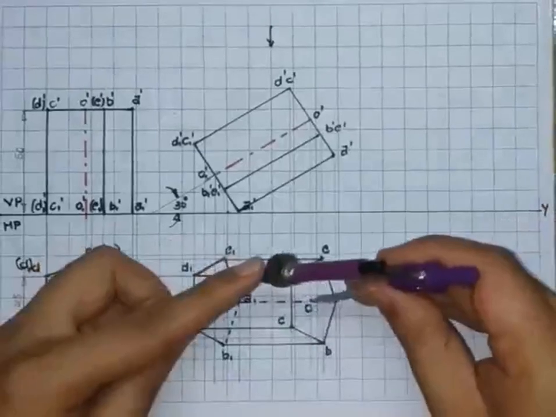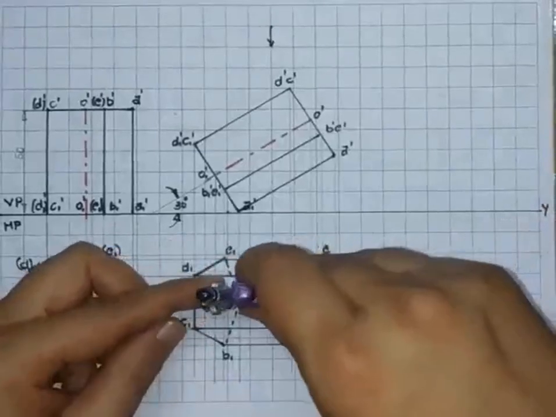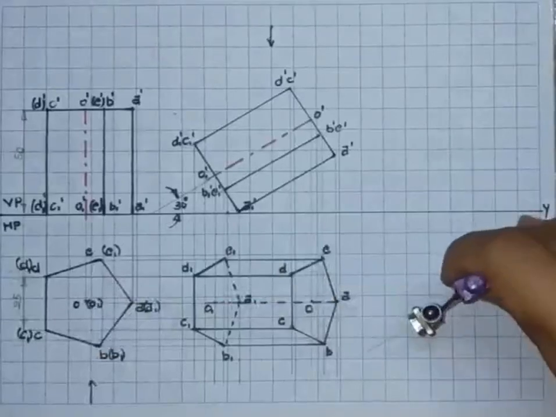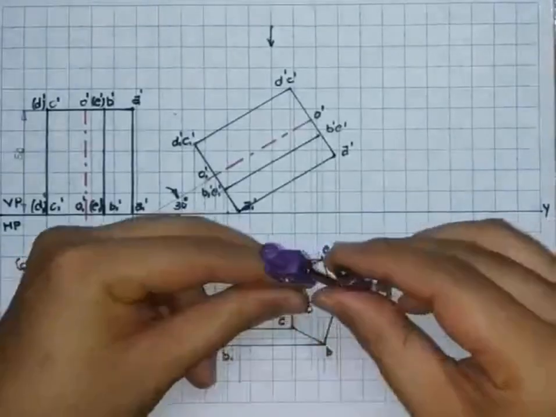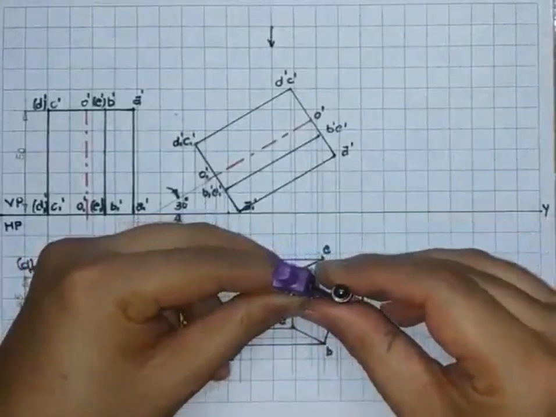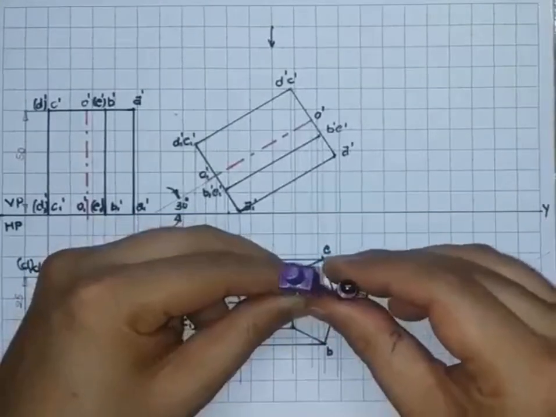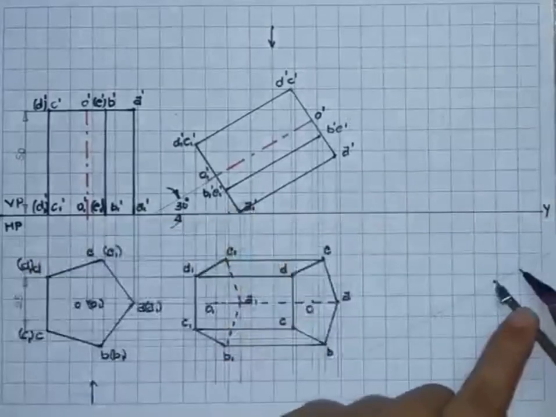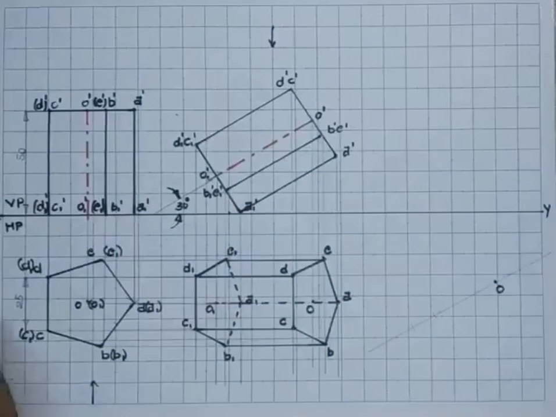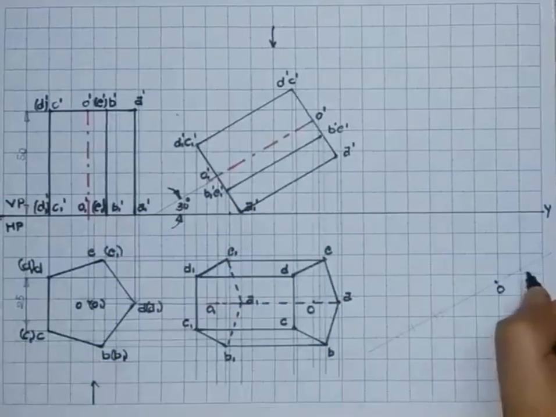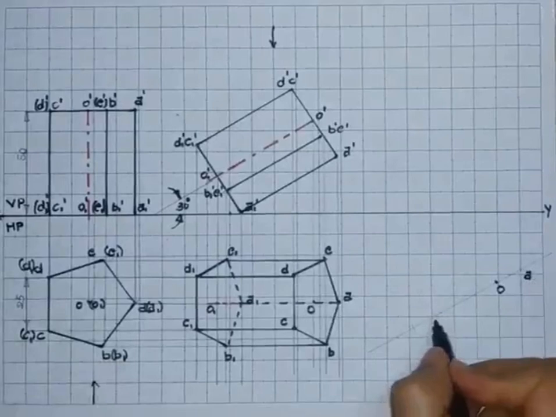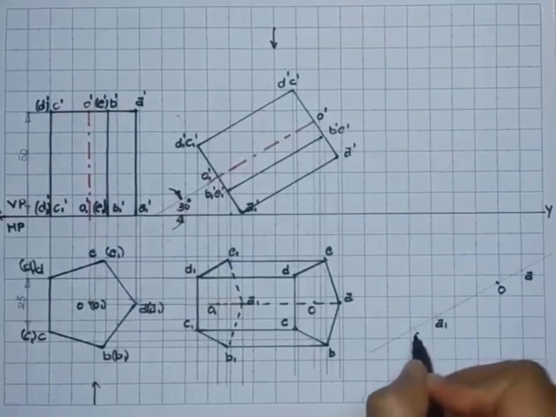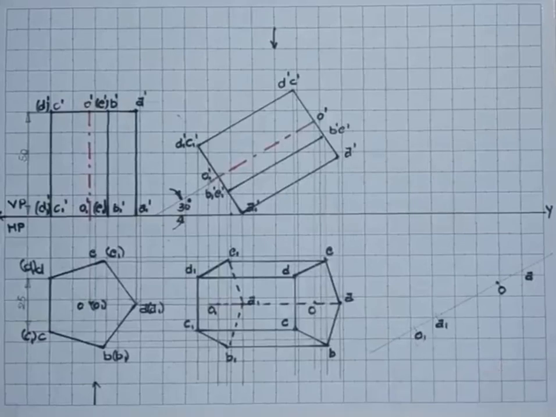Similarly, O to A1. First of all, mark all the points on that 30 degree line. Which are all the points that we want to get? I'm going to get O, O1, A, A1, all are on that axis line. So first I'll mark all these points. So this is point A, this is point A1, and this is point O1. I need to get the remaining points.